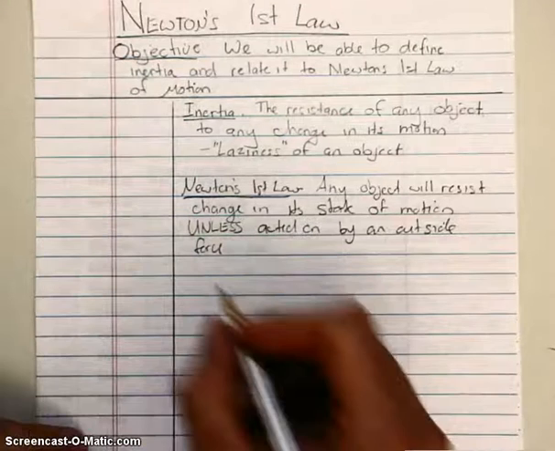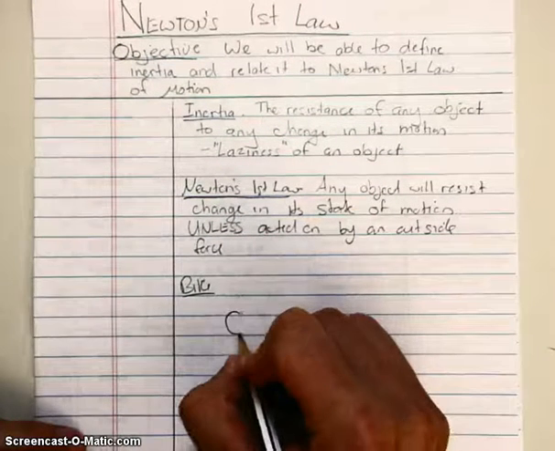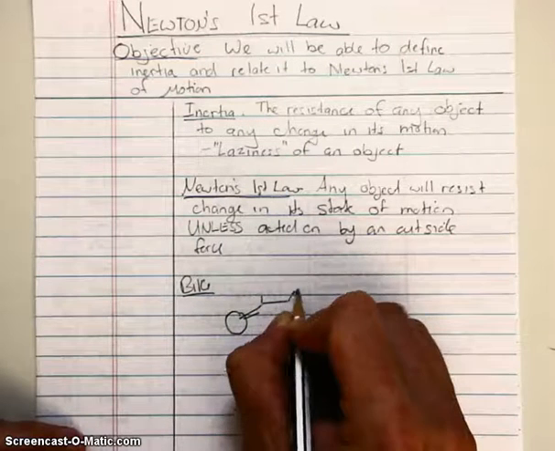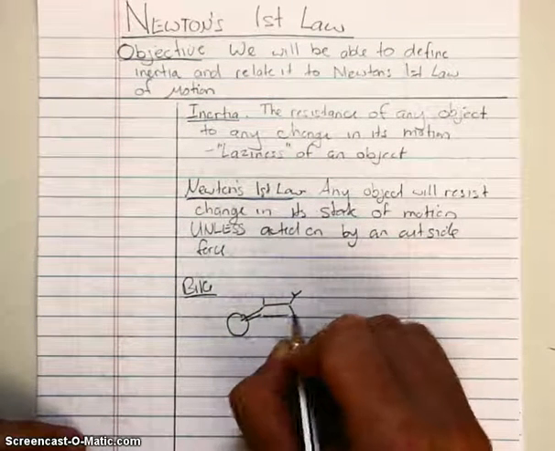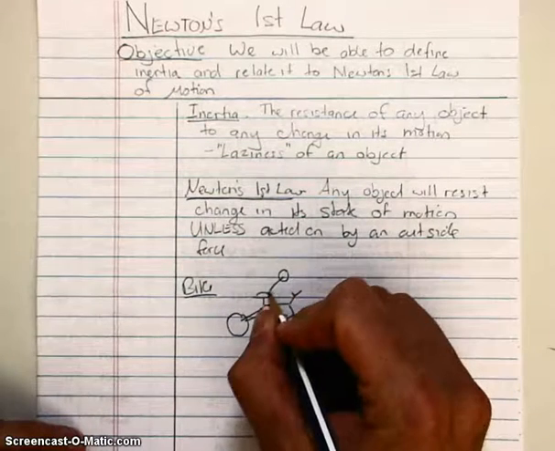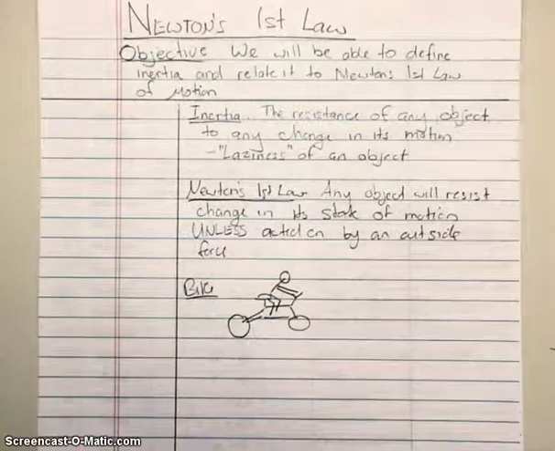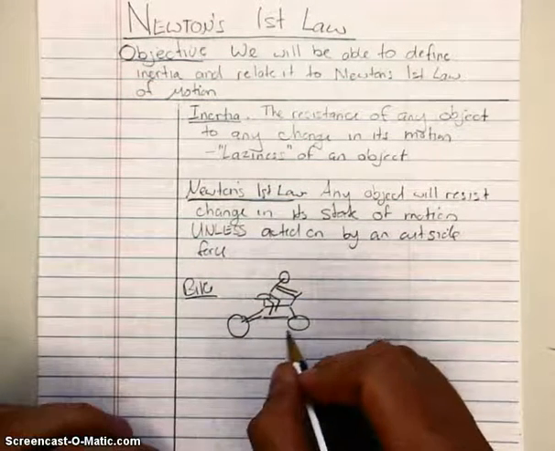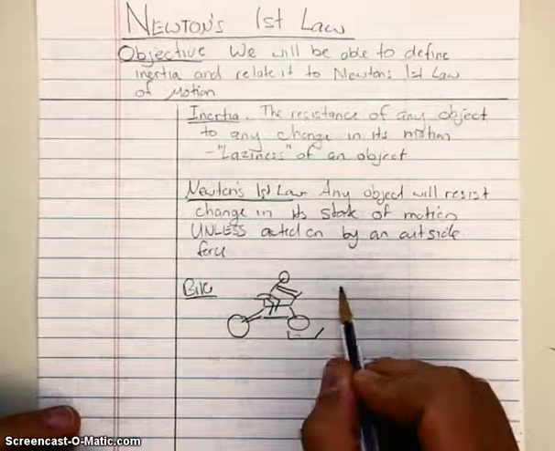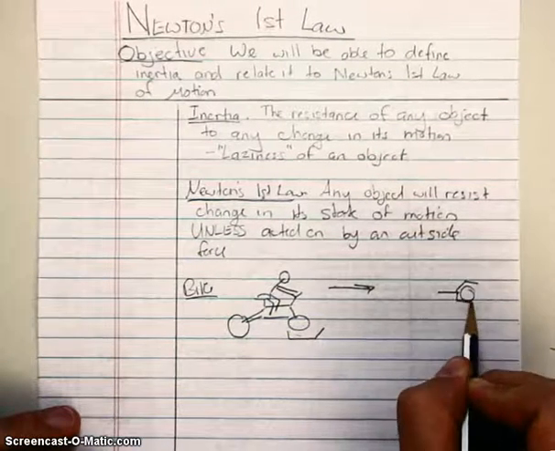First one is my bike example. I'm going to draw a very awesome bike here. Okay, a bike and a very, very elaborate rider. And someone on the bike is cruising along and they hit a dip. And the front wheel gets stuck. And this person will then be launched off the bike, sailing through the air.